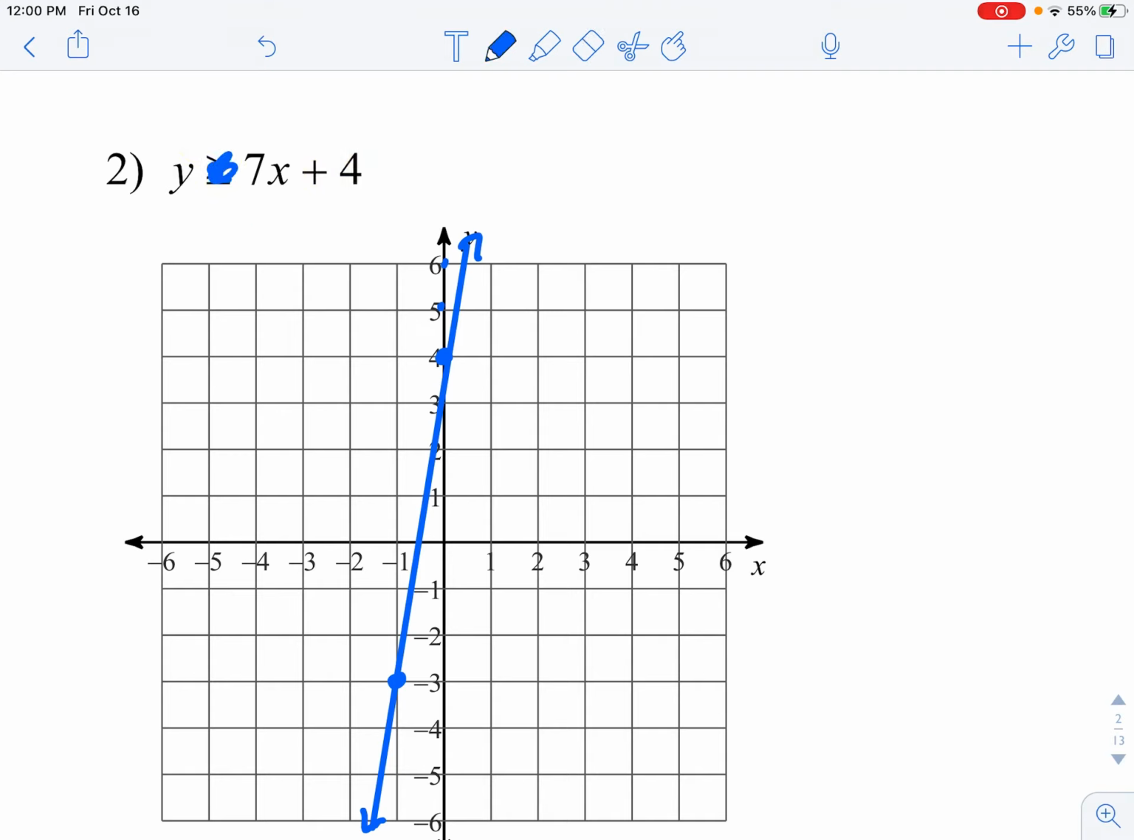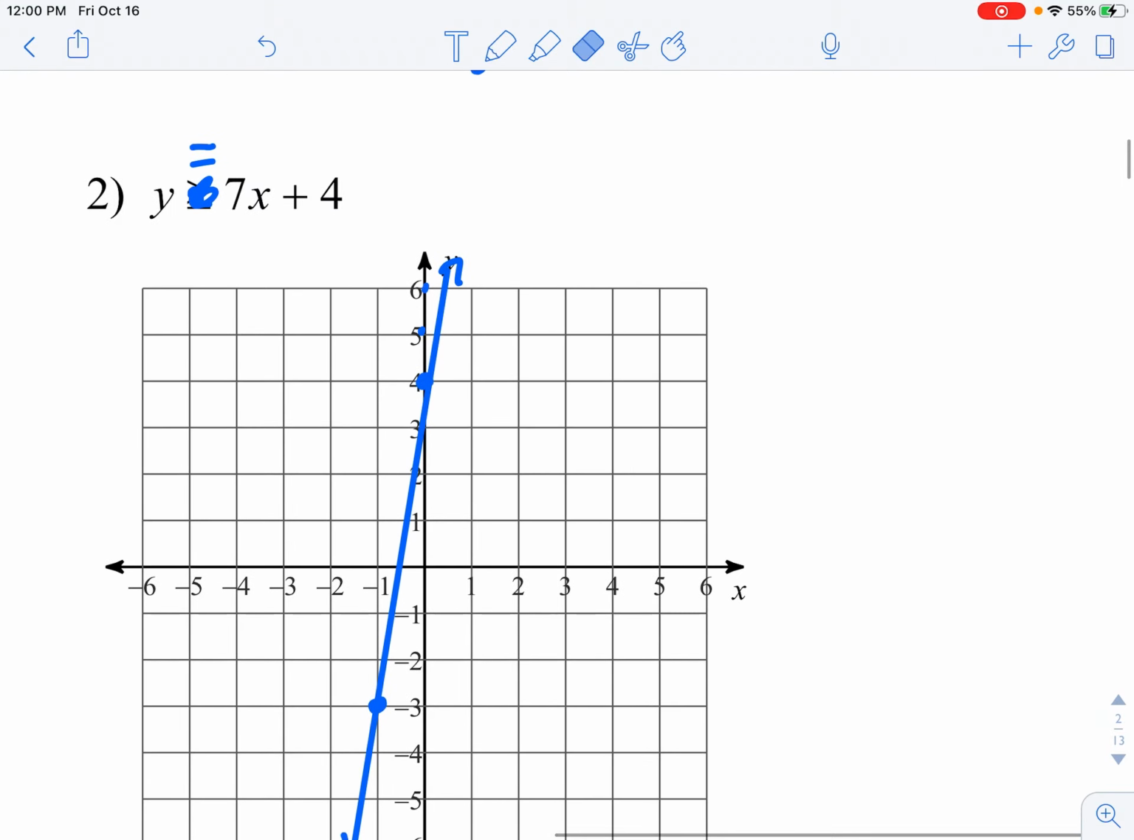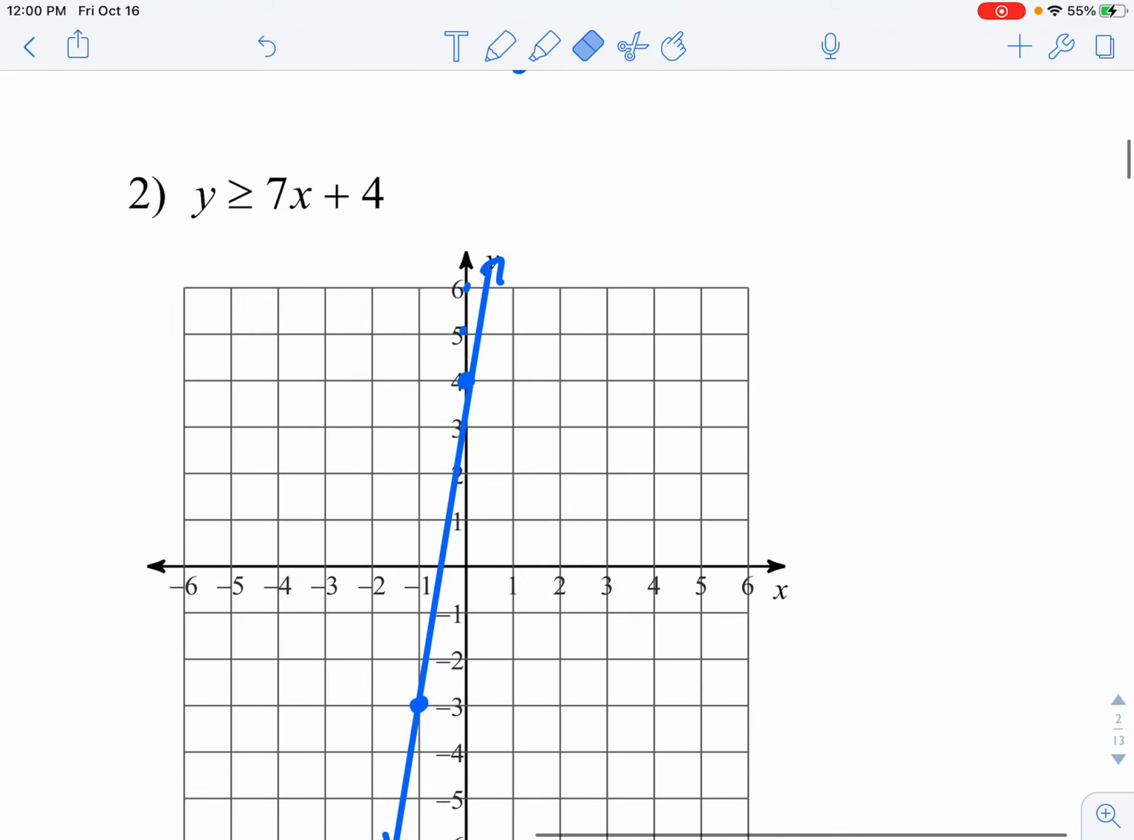If this were an equal sign, we would be done. That would be the graph, move on. But this is an inequality. So what I want to do is find every y value that's greater than the x values when you multiply them by 7 and add 4. That might sound complicated, so let me explain it a different way.